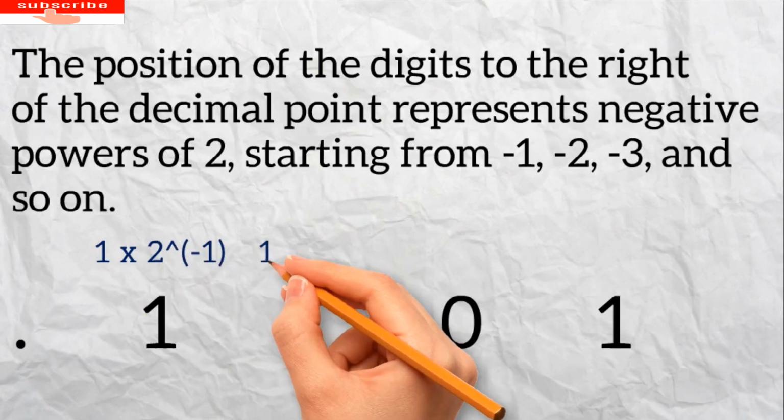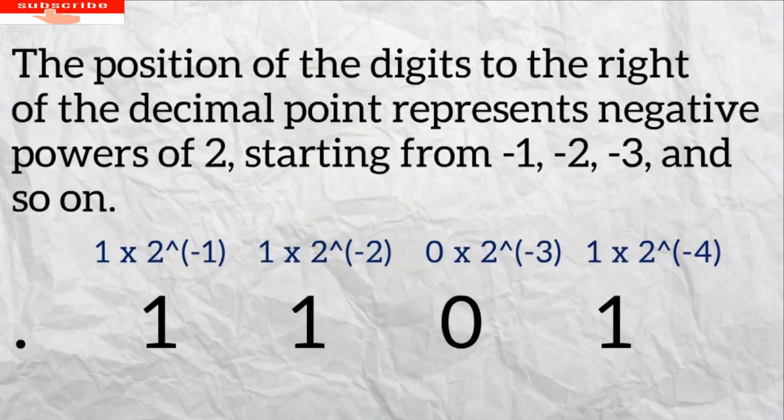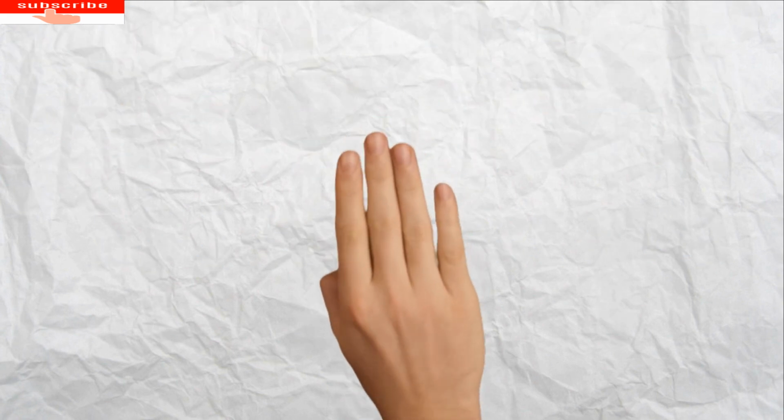So, while converting a fractional binary number to decimal, we multiply each bit to the left of the decimal point by 2 raised to the power of the number of digits up to the decimal point, and multiply each bit after the decimal point by 2 raised to -1, -2, -3 and so on.